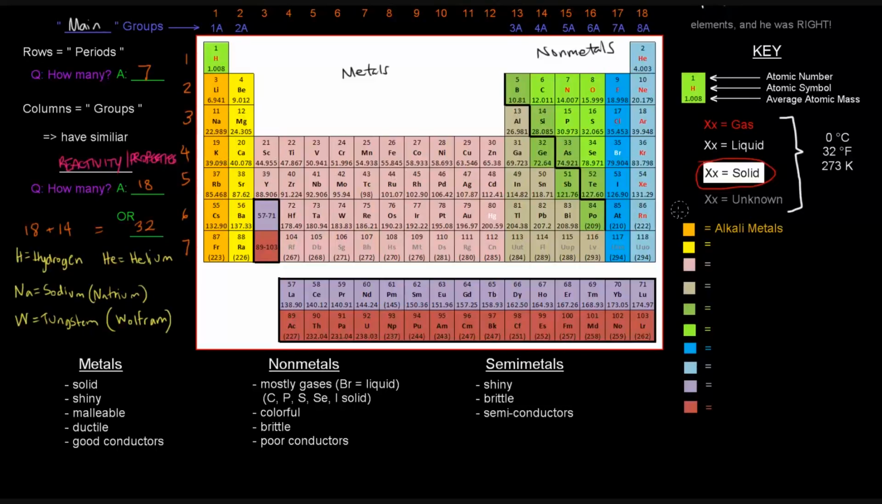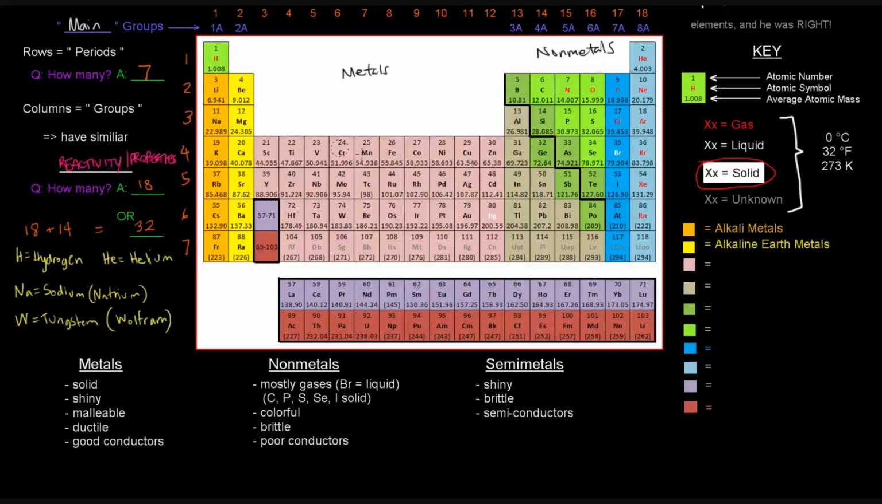Also, they're called alkali because if they react with water, they can give basic products. The group right next to them, group 2A, is the alkaline earth metals. They also react with water to give basic products, hence the alkaline name. And they do react somewhat violently with water, but not nearly as violently as the group 1A elements.